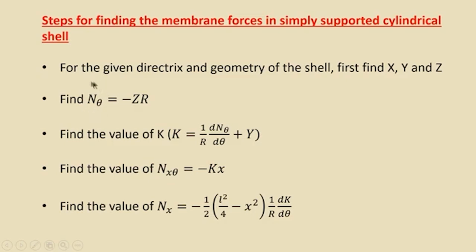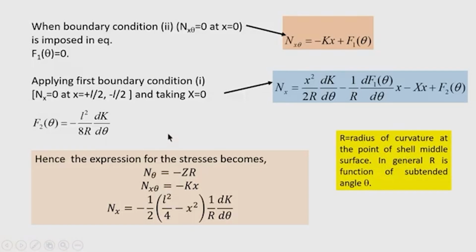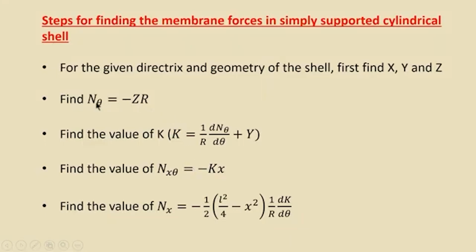N theta is the circumferential stress developed on the shell. So, n theta is equal to minus z r. This is simply found from the third equilibrium equation, which is an algebraic equation. Then, after finding n theta, find the value of k, because you are seeing that k is appearing in many places. So, we have to know what k is. After finding n theta, k is obtained, and k is nothing but 1 by r d n theta by d theta plus y.